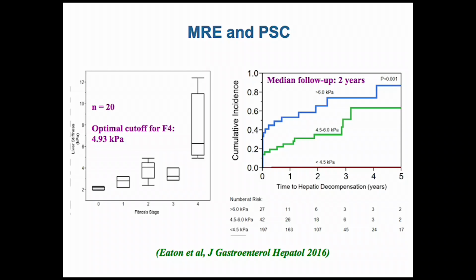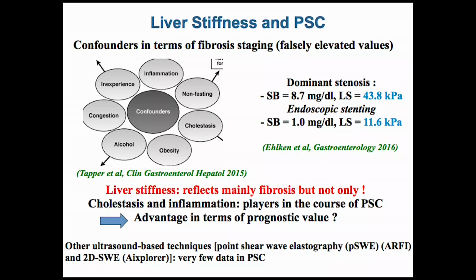But in PSC, MRE could be performed at the same time as MR cholangiography without adding a significant amount of cost or time. And experience with PSC has been recently reported by the Mayo group, and again, the authors found a correlation with liver stiffness and histological stage of fibrosis, especially for cirrhosis, but the number of patients was only 20.